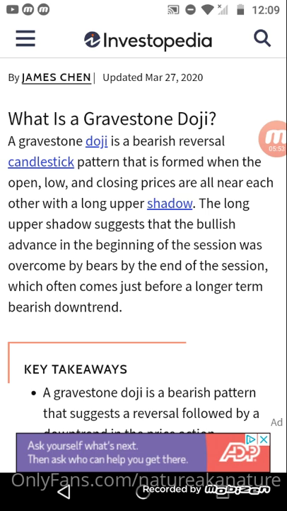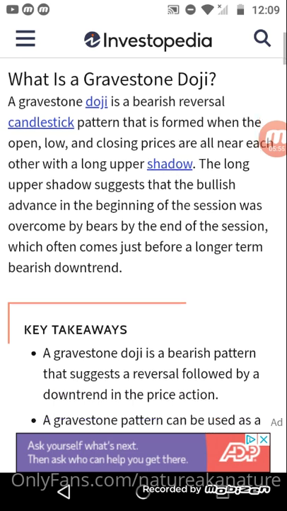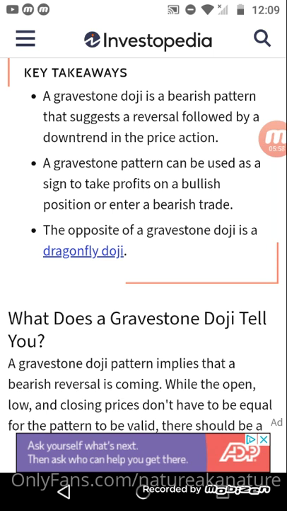uptrend is coming. So a key takeaway for Gravestone Doji is it's a bearish pattern, and so it's a selling pattern that suggests that a reversal is followed by a downtrend in price action, or it could be on an uptrend. A Gravestone pattern can be used as a signal to take profit on a bullish position or enter a bearish trade. So these are just dojis. The Gravestone and the Dragonfly Doji are literally the same. The opposite of a Gravestone Doji is a Dragonfly Doji.